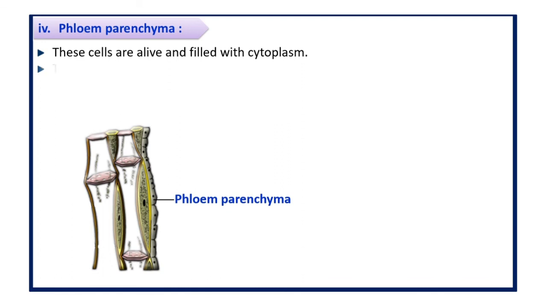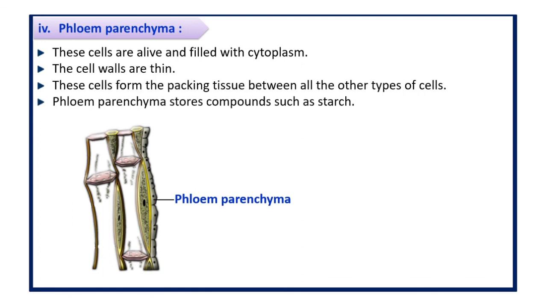Next is phloem parenchyma. These cells are alive and they are filled with cytoplasm. The cell walls are generally very thin. These cells form the basic packing tissue between all the other types of cells. The phloem parenchyma store food in the form of compounds such as starch.